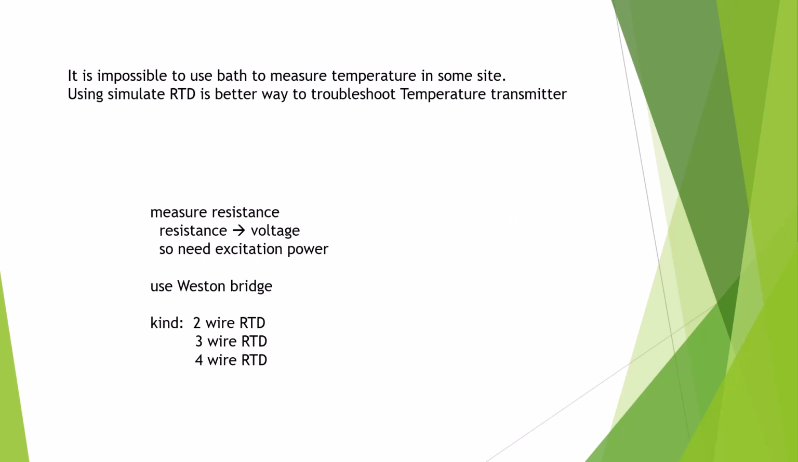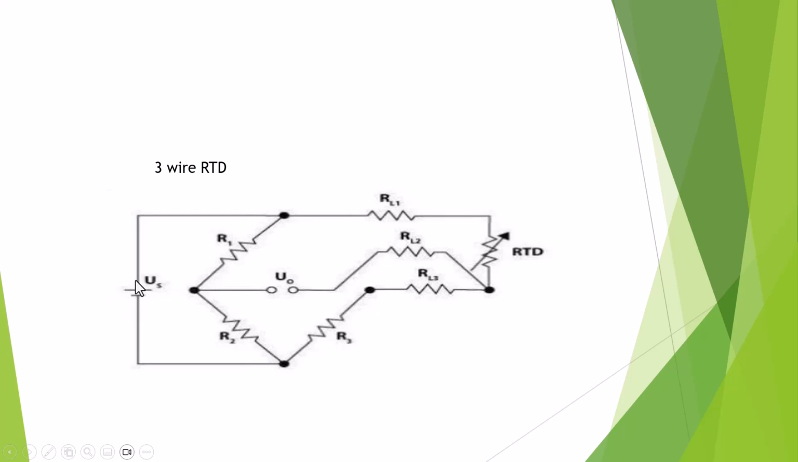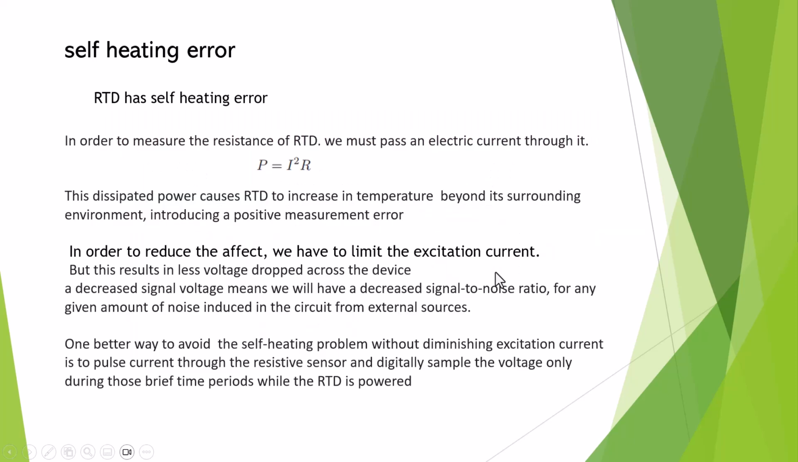But RTD still has some trouble. It's called self-heating error. Before we talk about it, RTD needs extra exciting power, giving current to measure the RTD. But when you measure RTD, you pass electric current through the circuit, so it follows this formulation: P equals current squared times the resistor. This power is the dissipated power, and it just makes the RTD temperature increase.